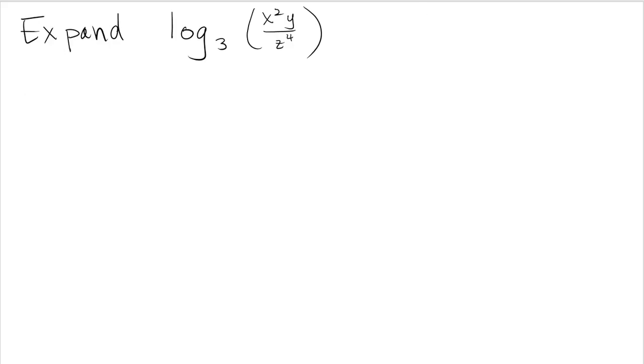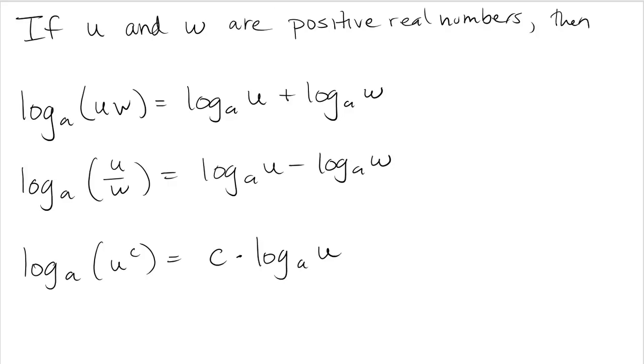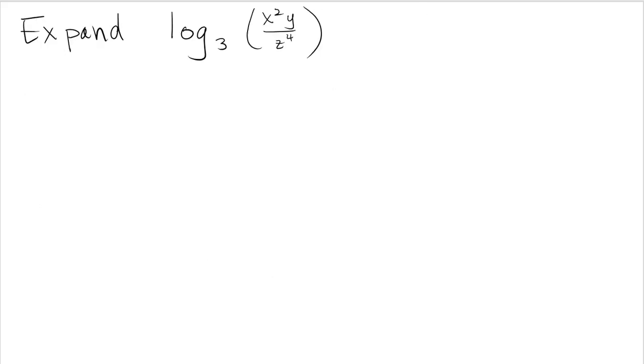So for example, let's expand log base 3 of x squared y over z to the fourth. We're going to rewrite this using these properties. When you do this, you want to reverse the order of operations. So the last thing you would do in the order of operations inside the parentheses is divide. So that's the first thing I'm going to unravel. How do we rewrite a division step? The second rule says that you can rewrite that as the difference of two logarithms. It's the difference of the logarithm of the numerator and the logarithm of the denominator. So I would start by rewriting this as log base 3 of x squared y minus log base 3 of z to the fourth.